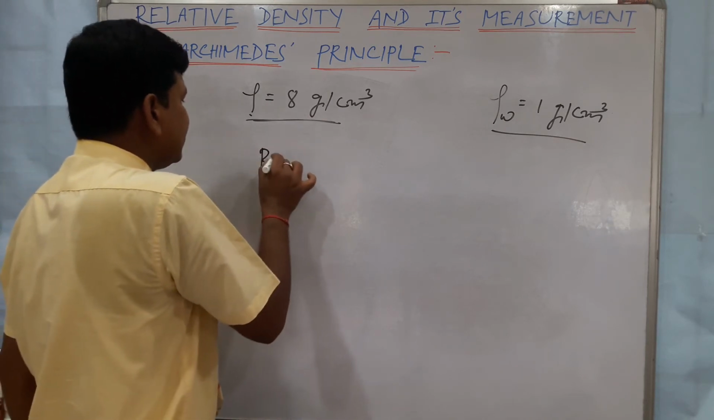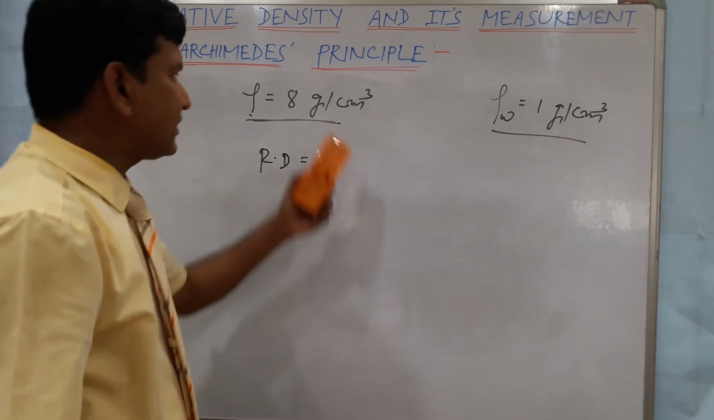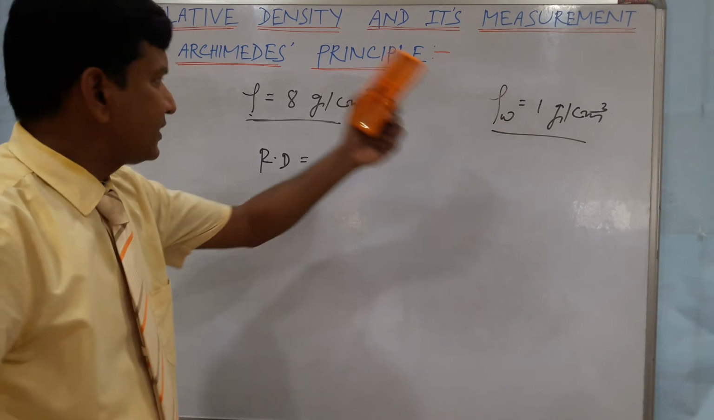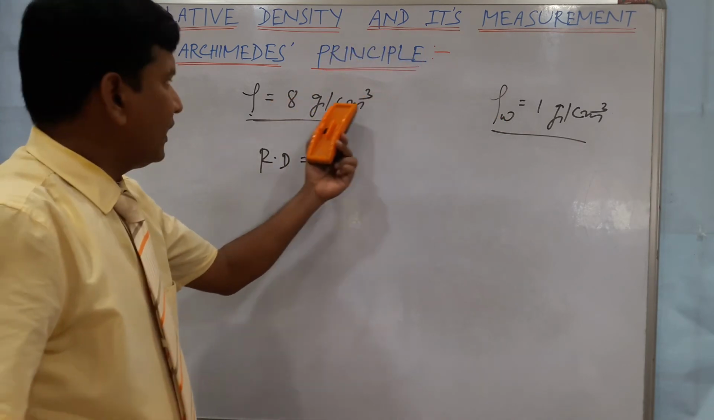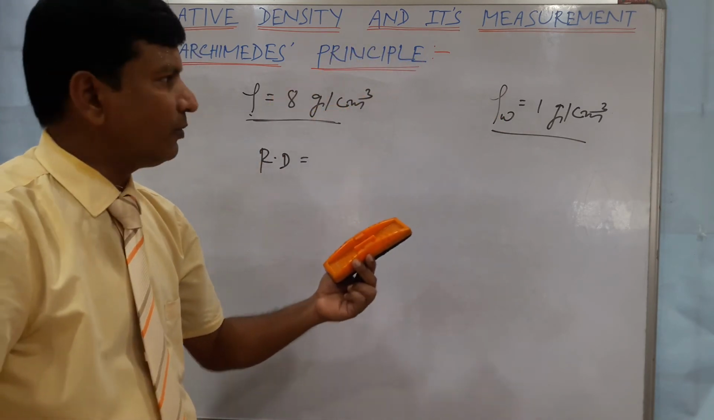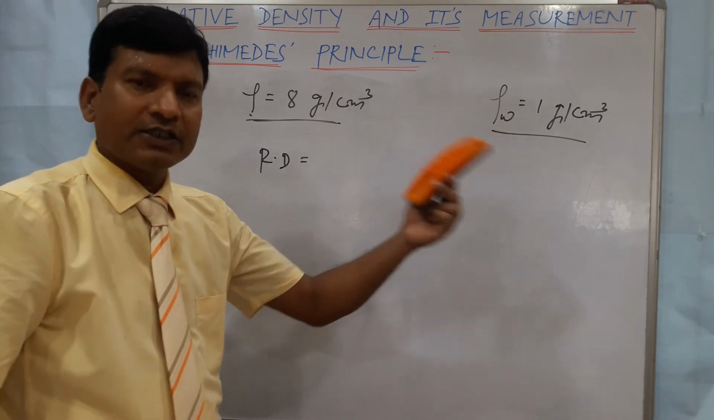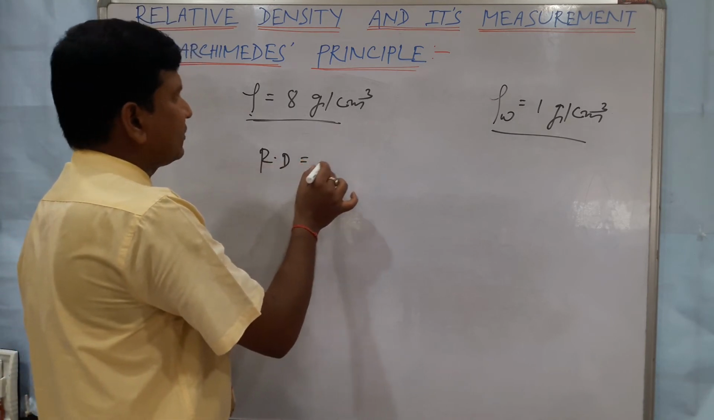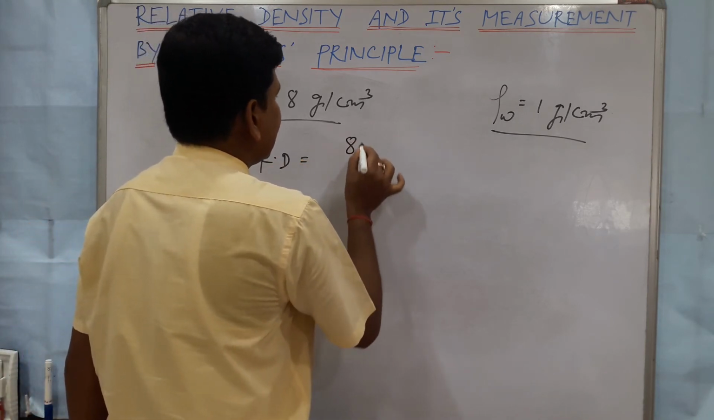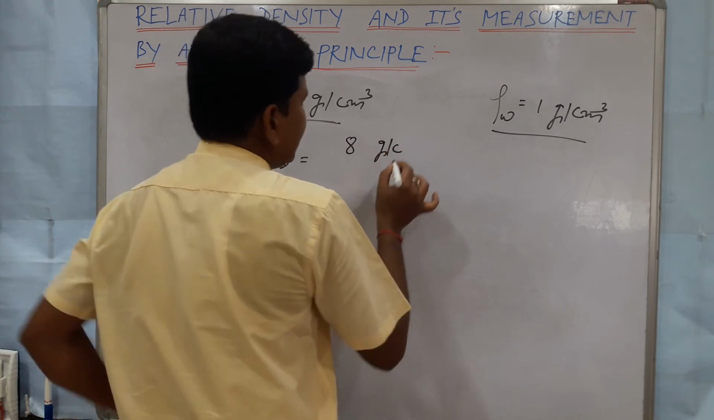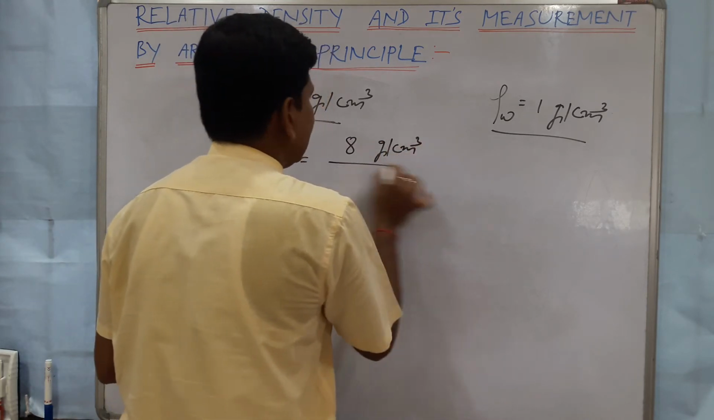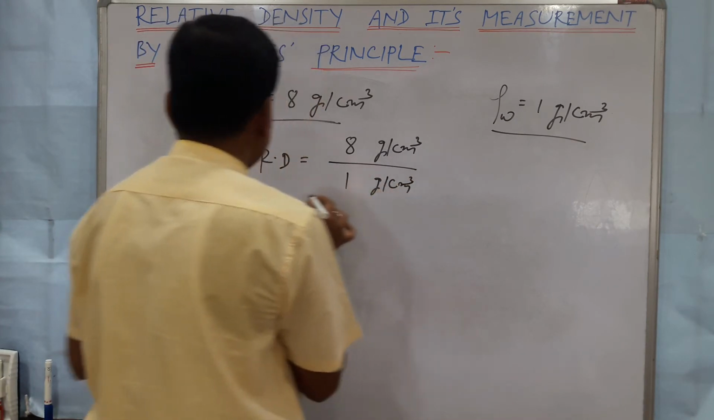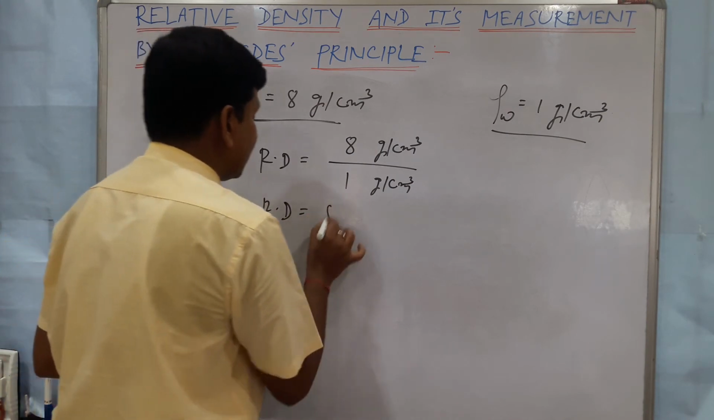So the relative density is equal to, you know that, the density of the substance divided by the density of water at 4 degrees Celsius. Since the density of the substance is given in CGS unit, that is gram per centimeter cube, therefore the density of water in the CGS unit will be considered, isn't it? So now we may write, relative density is equal to how much? 8 gram per centimeter cube, this is given in CGS unit, divided by 1 gram per centimeter cube. So now the relative density of the substance is becoming how much?